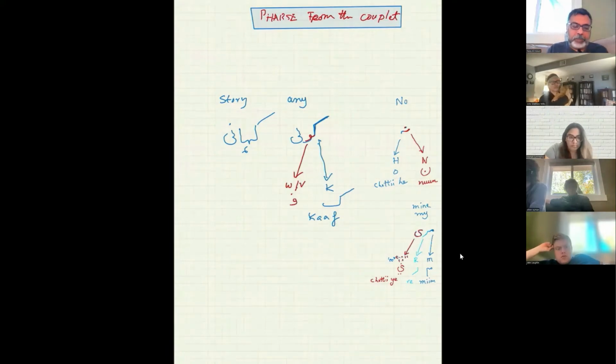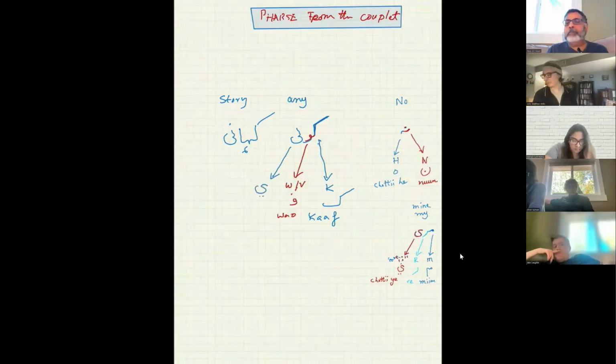And then we spell it like this. And then we have at the end of this word, this one here, this is Choti Ye. Okay, so this is the standalone letter Choti Ye, and it shows up at the end and looks like that, the way it shows up there.